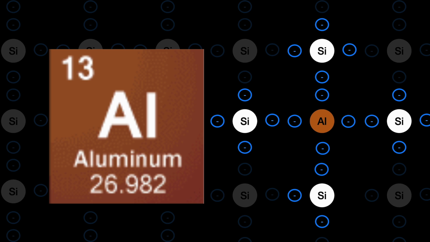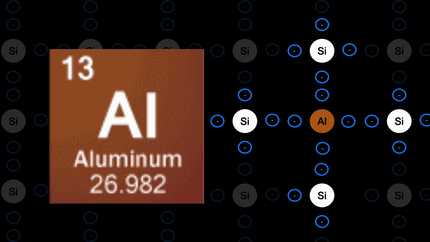And with modern manufacturing techniques, we can finally control how much of a group 3 or 5 element is added to the silicon, effectively gaining complete control over its conductivity. So, this gives us the semiconductor material. Now, how do we build a transistor out of it?